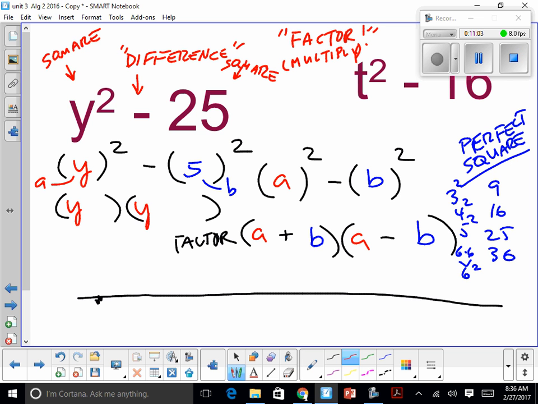What is the second thing I'm going to put in both of these, please? Someone tell me. Yeah, it's the 5. And then in the first parenthesis, between these guys, what am I putting? Plus or minus? Plus. Second one?